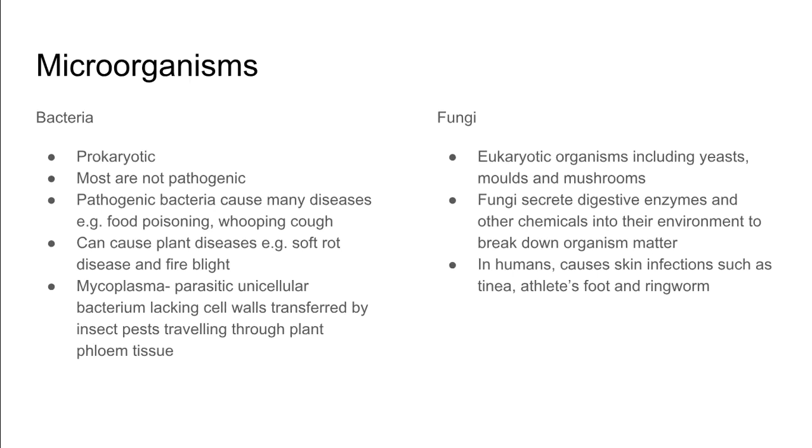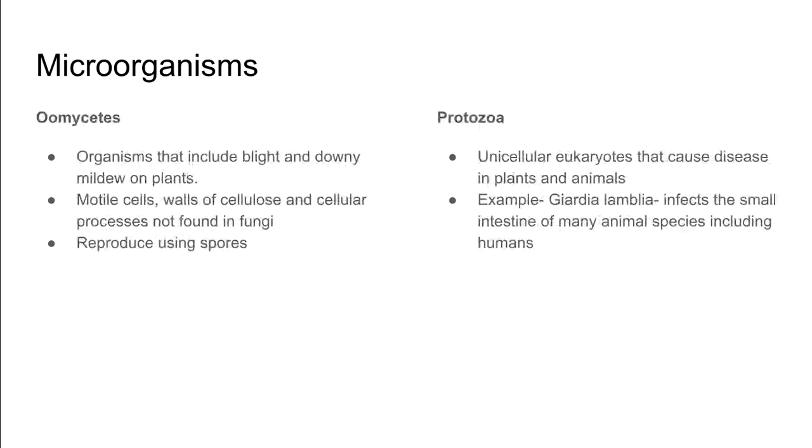But when we look back at food poisoning, something like Salmonella or E. coli is the bacterium that's very prominent in those circumstances. And then we have fungi, which secrete digestive enzymes and other chemicals. And this means that things in their environment, if they're organic matter, tend to break down. In humans, we see skin infections caused by fungi, such as tinea, athlete's foot, and ringworm.